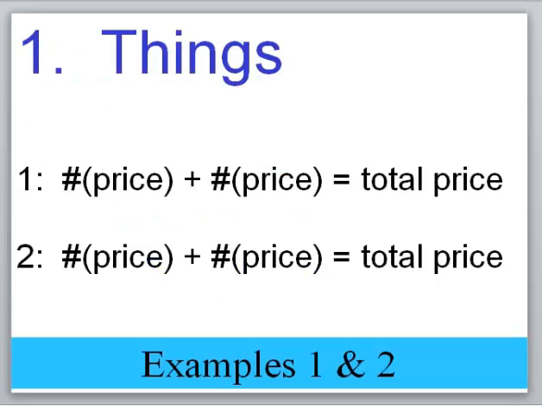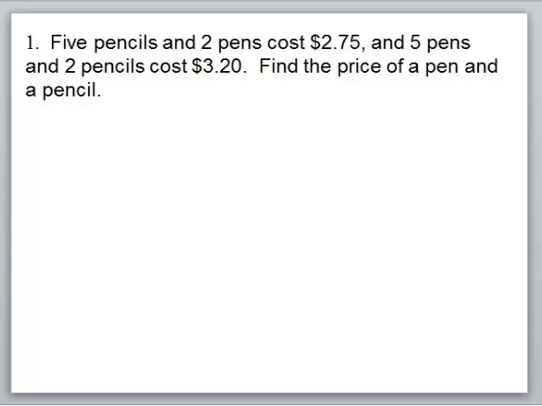The things type of example is something where I'm buying two different items and they cost two different prices, and we have a total price. So example 1 and 2 are like this. So example 1 looks like this. What I have here is I'm going to denote pencils as x, and I'm going to denote pens as y. Since they both start with P, I'll just use x and y. So the pens are y, and the pencils are x.